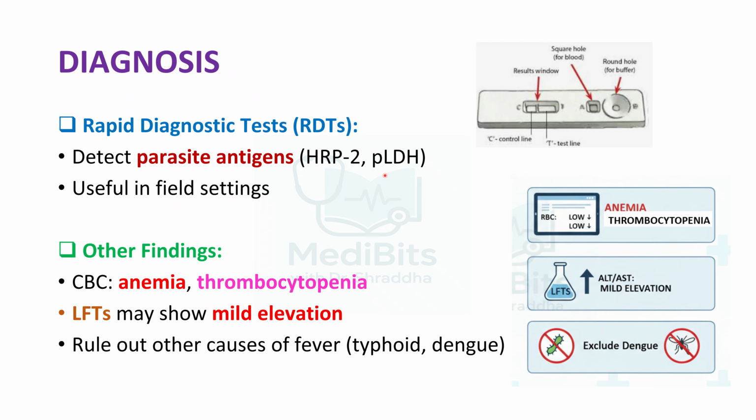Now let's say you are doing a blood test, the CBC, and you will probably see anemia because those parasites are popping red blood cells like bubble wrap, and thrombocytopenia, which means low platelets. Yes, that's why some malaria patients bruise easily or bleed more. Then your LFTs, liver function tests, might show mild elevation. So the liver is saying, hey, I am working overtime here.